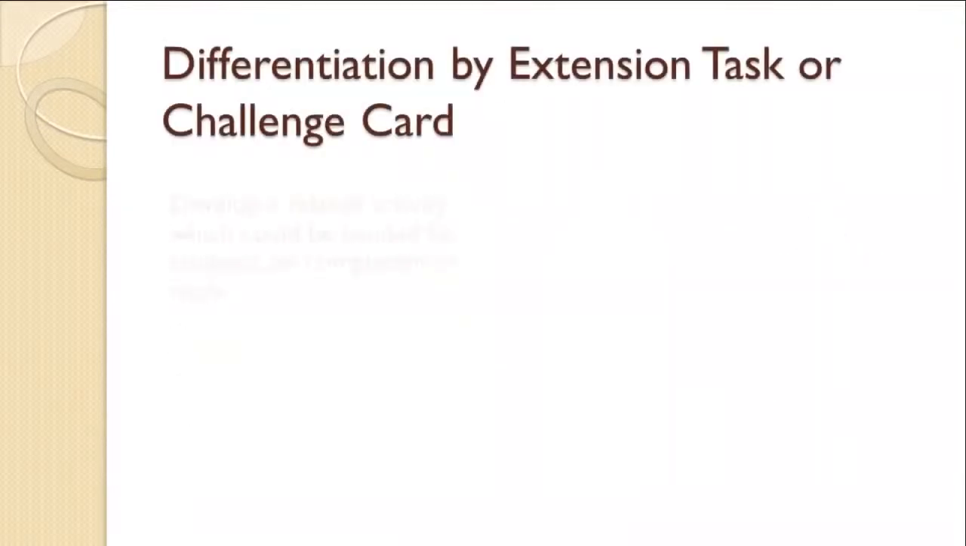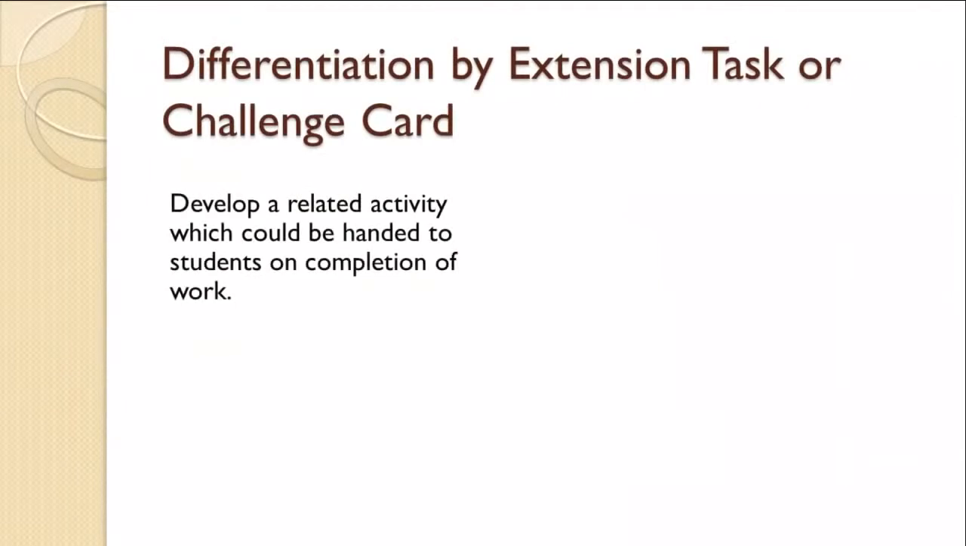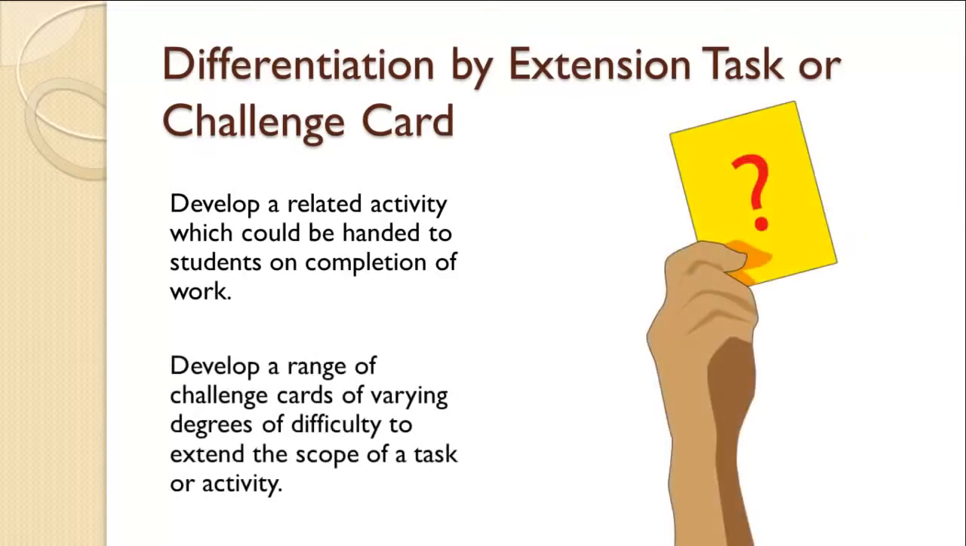Differentiation by extension task or challenge card is where you develop a related activity which could be handed to the students on completion of work. You could also develop a range of challenge cards with varying degrees of difficulty to extend the scope of a task or activity. An example of an extension activity in a health and social care lesson looking at signs, symptoms and effects of various illnesses would be to find support agencies for a particular illness.